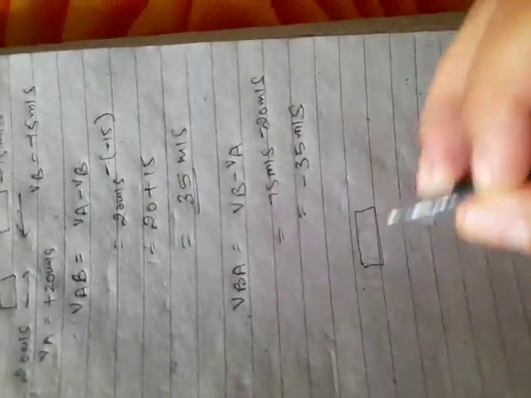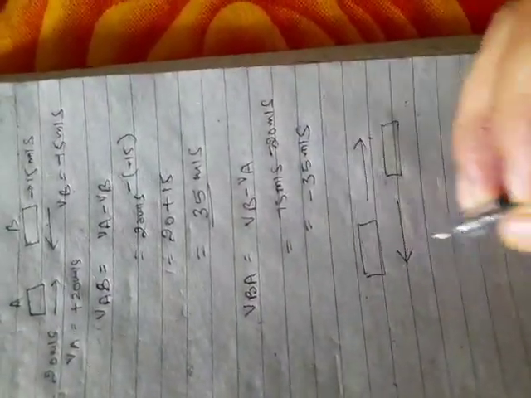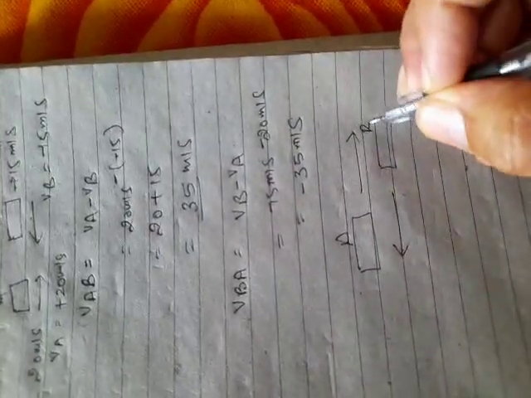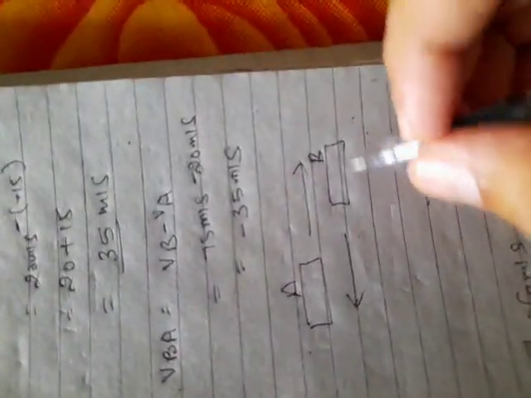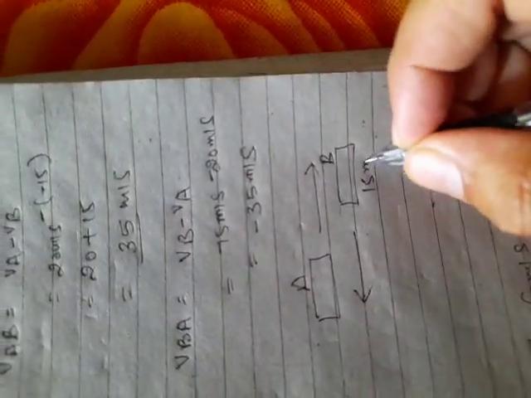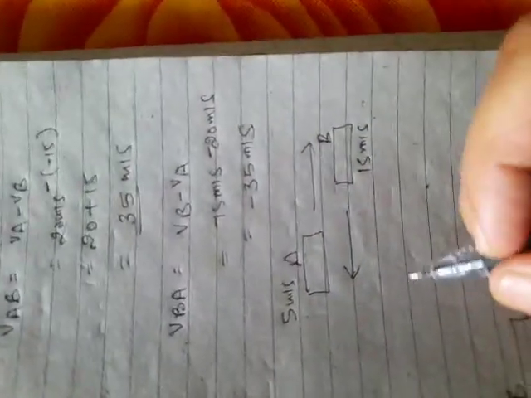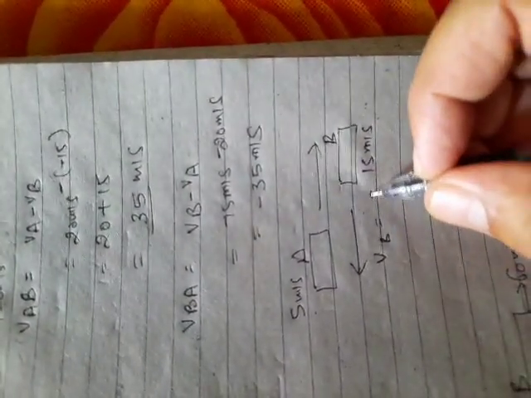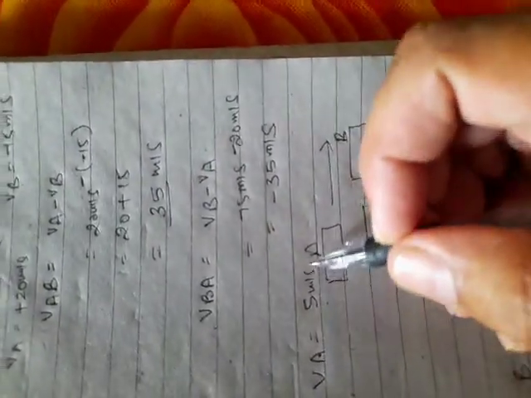Then take one more example also. This is one train, this is a second train, both trains moving parallel side by side. Clear? Then find out the velocity of A with respect to B and B with respect to A. Listen, how will you find out? We can say its velocity is 15 meter per second, its velocity is 5 meter per second. This is the reverse direction, so VB is equal to minus 15 meter per second, and VA is equal to 5 meter per second.